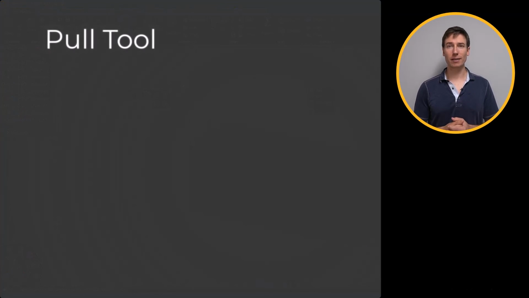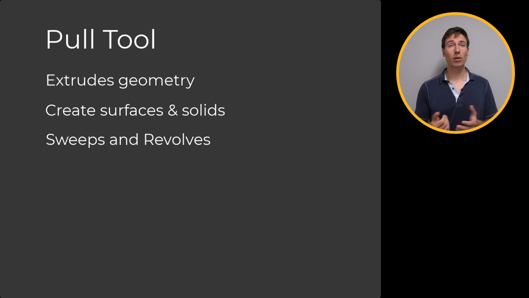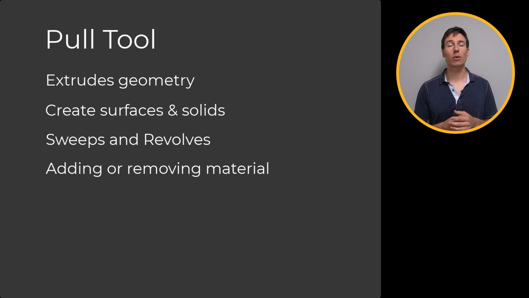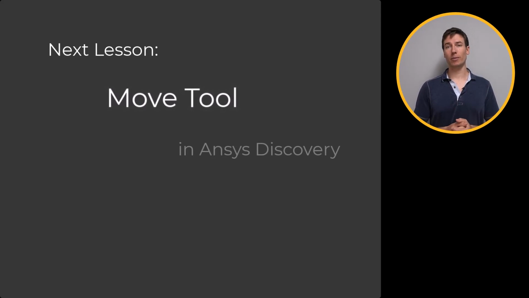So, let's summarize. The Pull tool extrudes geometries along specified directions. It can create a surface from a curved segment or a prism from a surface. The extrusion can follow specified curved paths or revolve around an axis. The Pull extrusion can be used to add or subtract material on existing geometry. The Pull tool can also be used to resize bodies, incline surfaces, or smooth sharp edges. In the next lesson, we will take a look at the Move tool in Ansys Discovery.